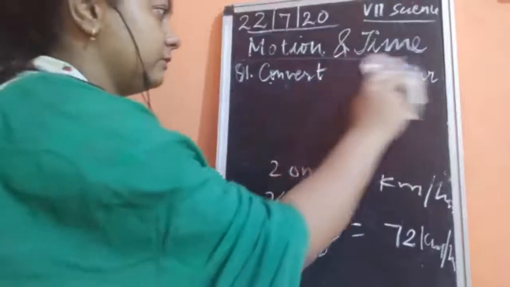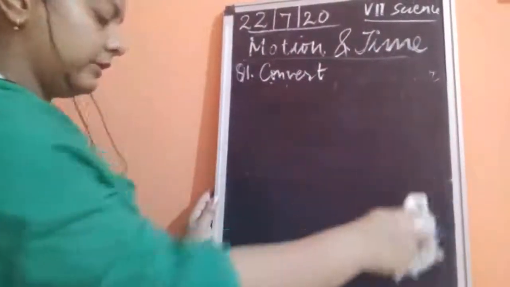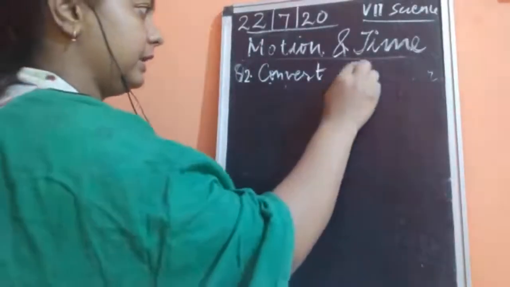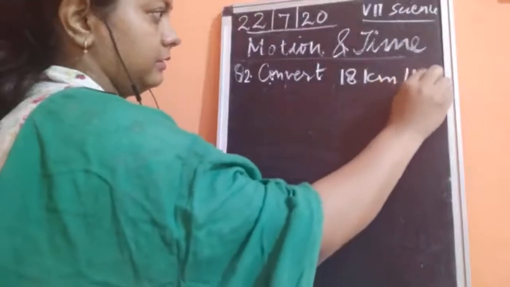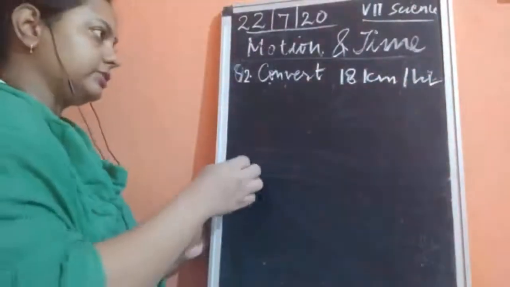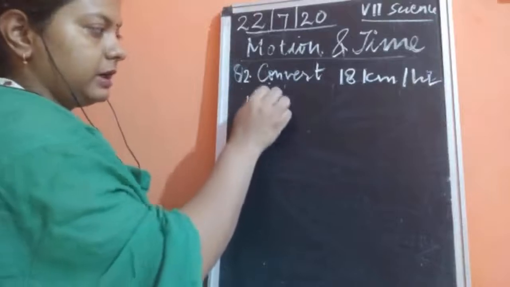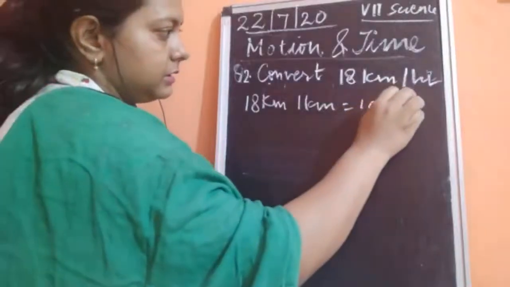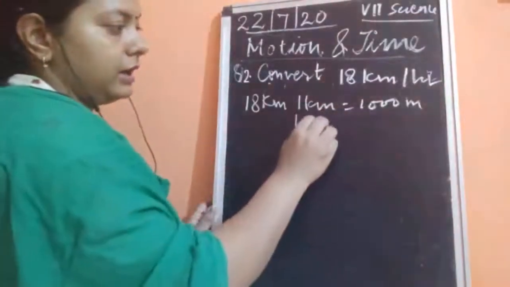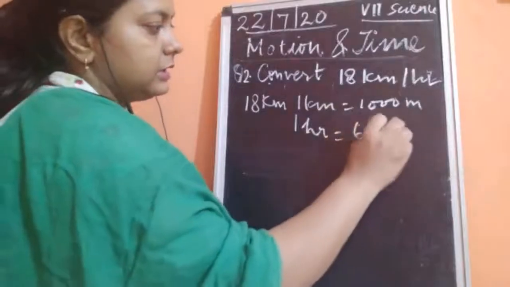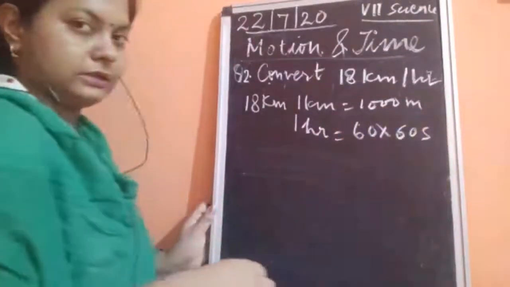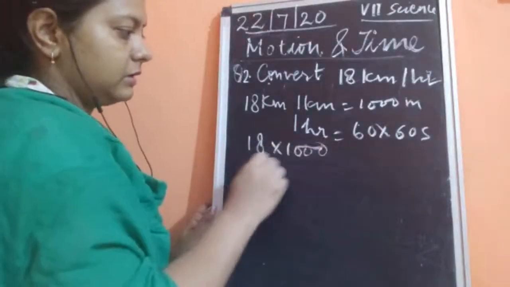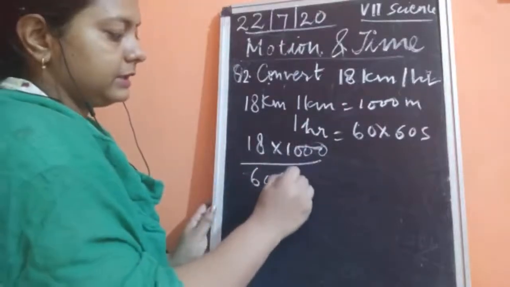I'll write down the next question. You need to convert 18 kilometer per hour into meter per second. Okay, we'll do the long method first. 18 kilometer per hour you need to convert. So 1 kilometer has how much? 1000 meters, and 1 hour has how much? 60 into 60 seconds. So we'll multiply this 18 into 1000 divided by 60 into 60.